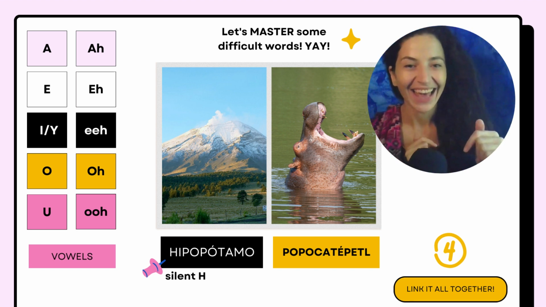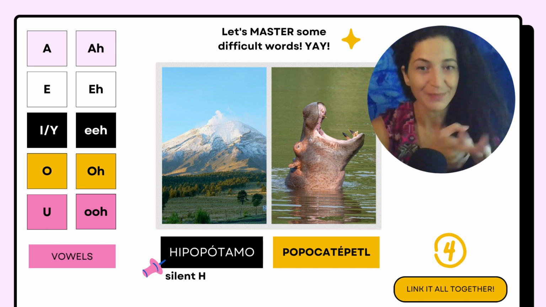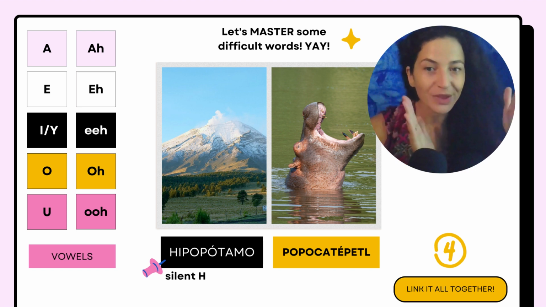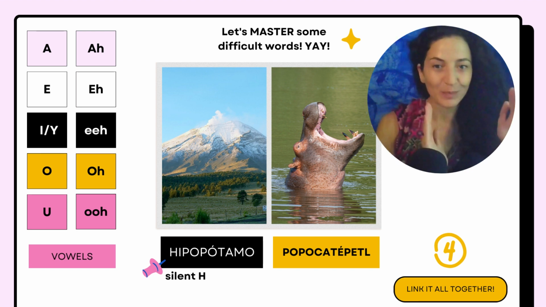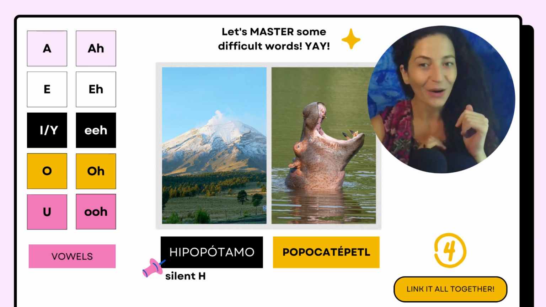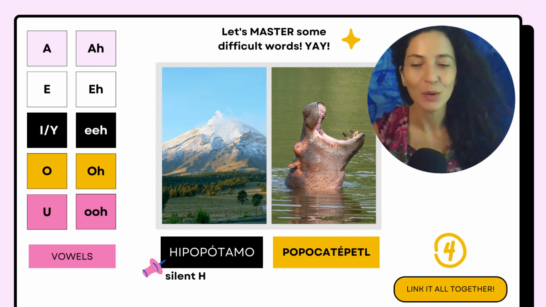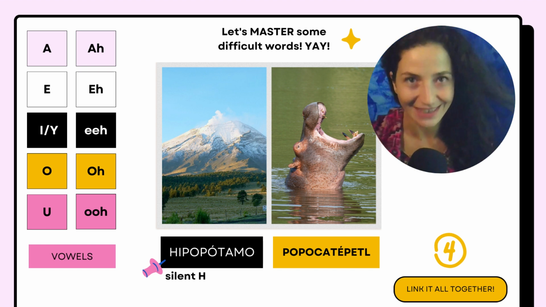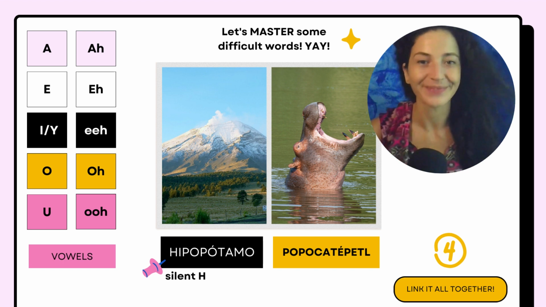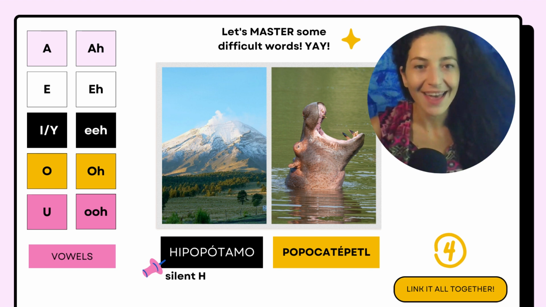Okay. Now, two words for us to practice all the vowels. Hipopótamo. Hipopótamo. I, O, A, O. Hipopótamo. Nice. Okay. Now, Popocatépetl. Popocatépetl. O, A, E, E.